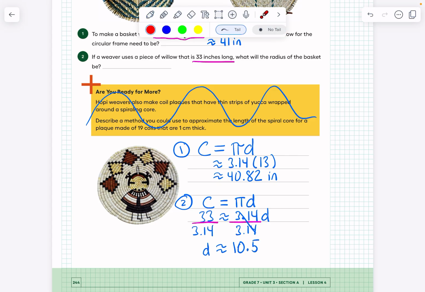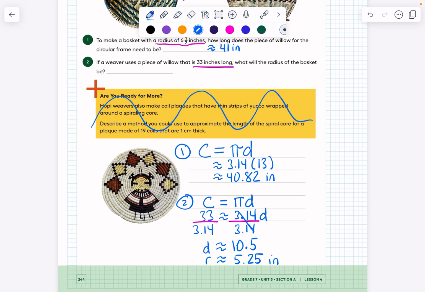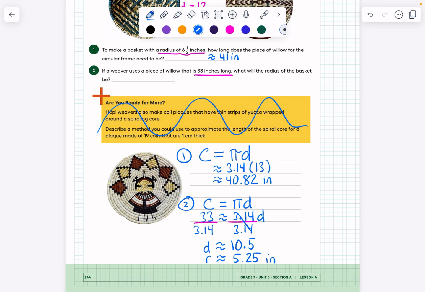So if the diameter is 10.5, you've got to slice it in half to figure out what the radius would be. If you divide 10.5 by 2, you would get r equal to approximately 5.25, and all of that is in inches. So we're going to say approximately 5.25 inches.